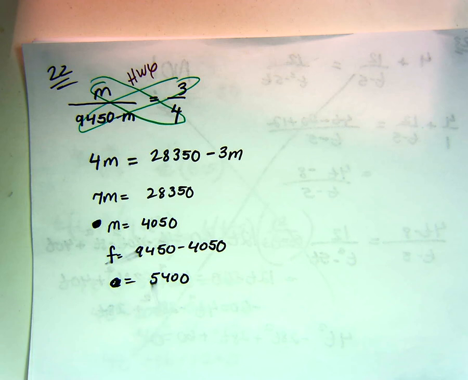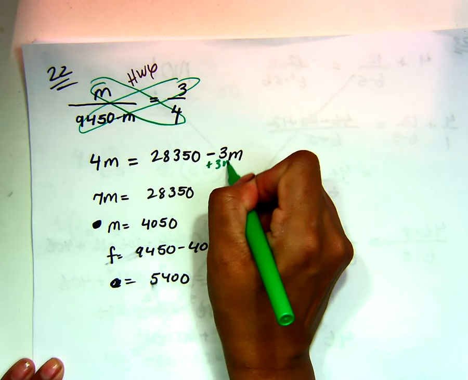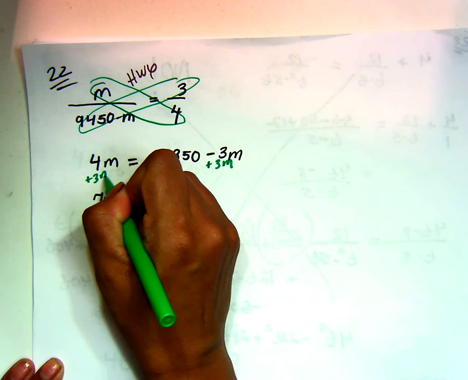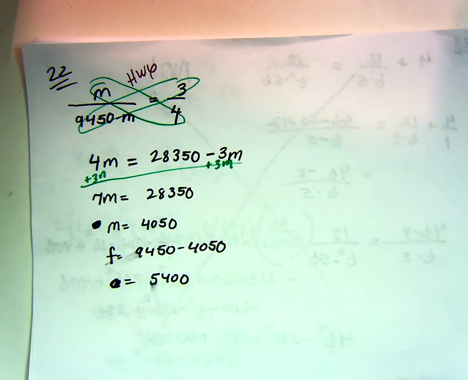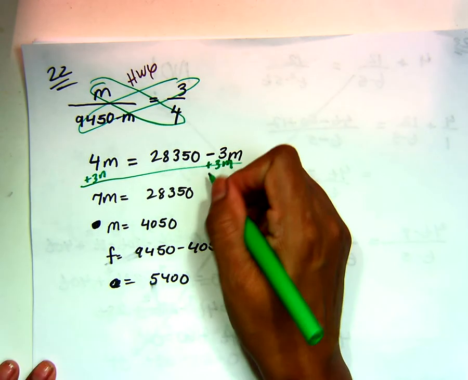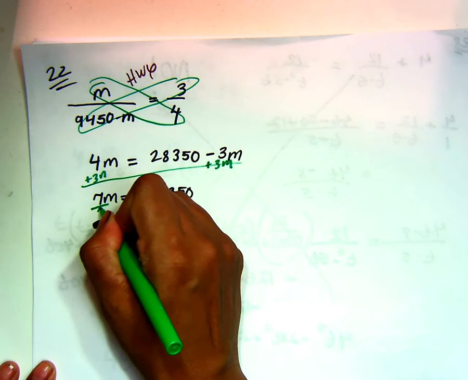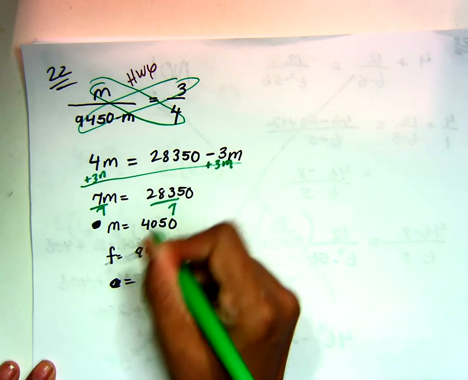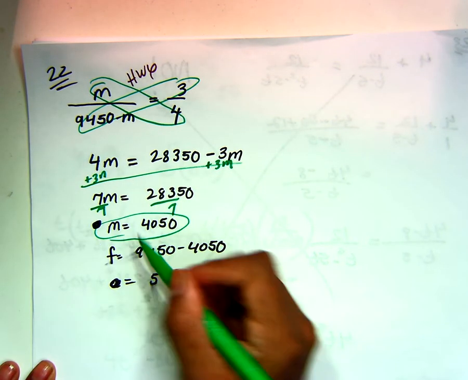Once you cross multiply, you have 4m, and then 3 times 9,450 gave you 28,350, and then you had the 3m. I added 3m to both sides to get that 7m. So now I have 7m and 28,350. I divided both sides by 7. So m gave me 4,050.